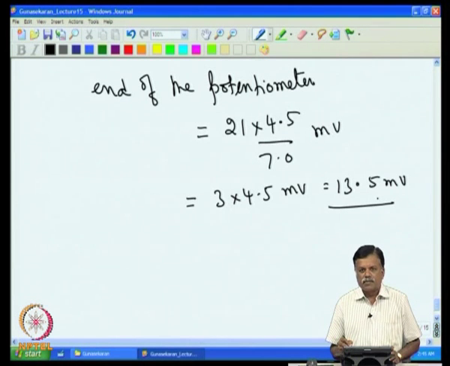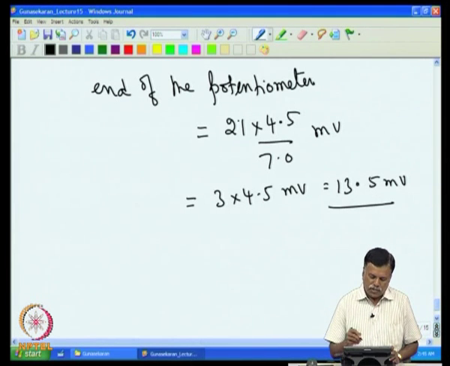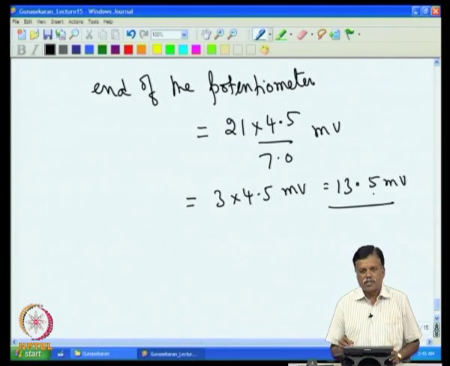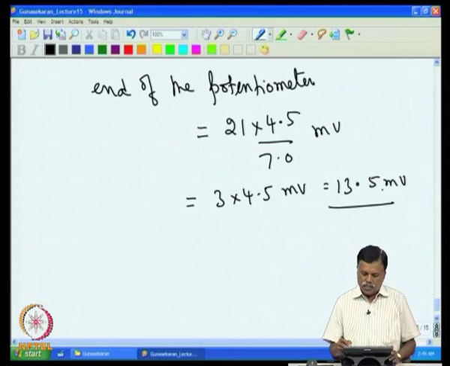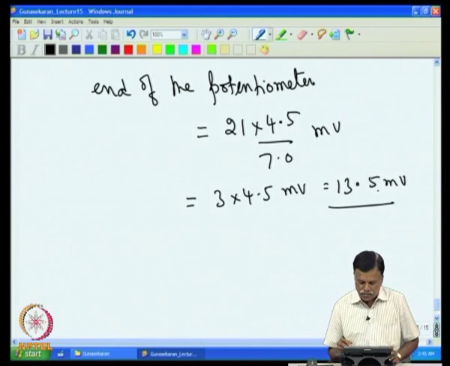So, that means if the temperature of the Zener changes by 100 degree C, then the regulated voltage changes by 21 millivolt, that makes the potentiometer top end change by 13.5 millivolt. Now, we have to calculate, because the potentiometer top end is changing by 13.5 millivolt, what is the expected current change in 20 milliampere.